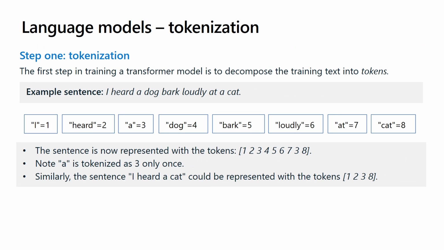The first step in training a transformer model is tokenization, where unique text values are identified as tokens. For example, "I heard a dog bark loudly at a cat" is broken into tokens, each assigned an ID. This process builds a vocabulary for the model.